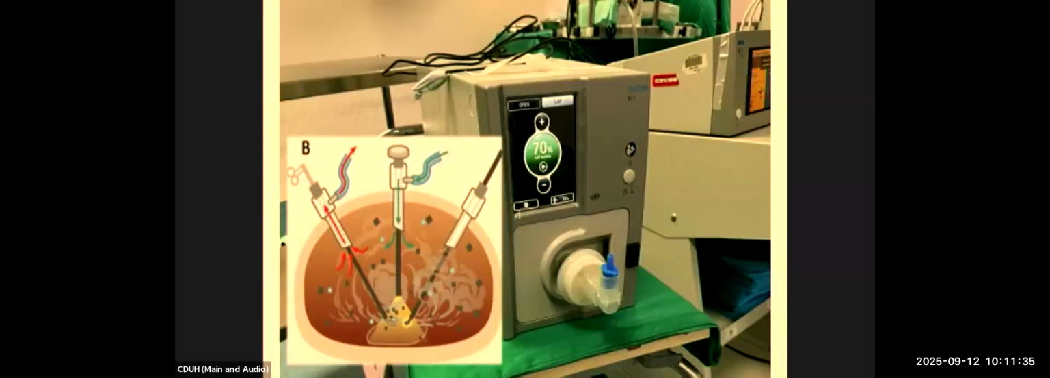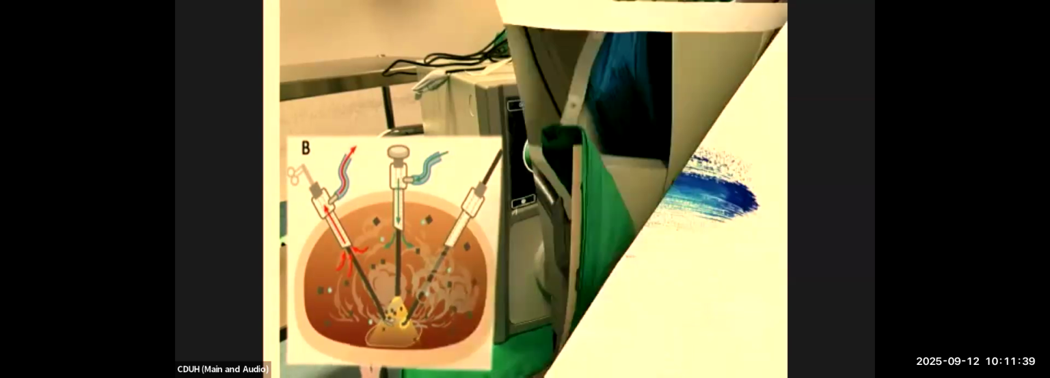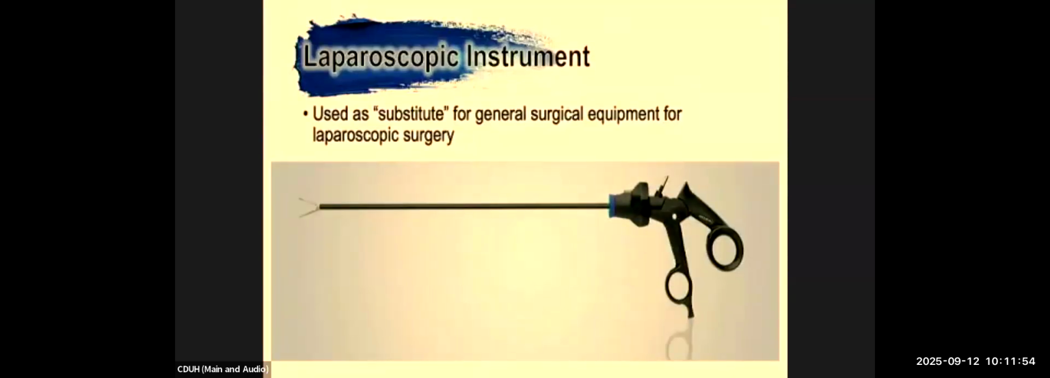Next is a laparoscopy smoke evacuator, where you evacuate all the smoke whenever laparoscopy is being done. Followed by the next one, the diathermy machine. The diathermy machine, by standard, has monopolar and bipolar functions. Next are the laparoscopic instruments. So what are the laparoscopic instruments?